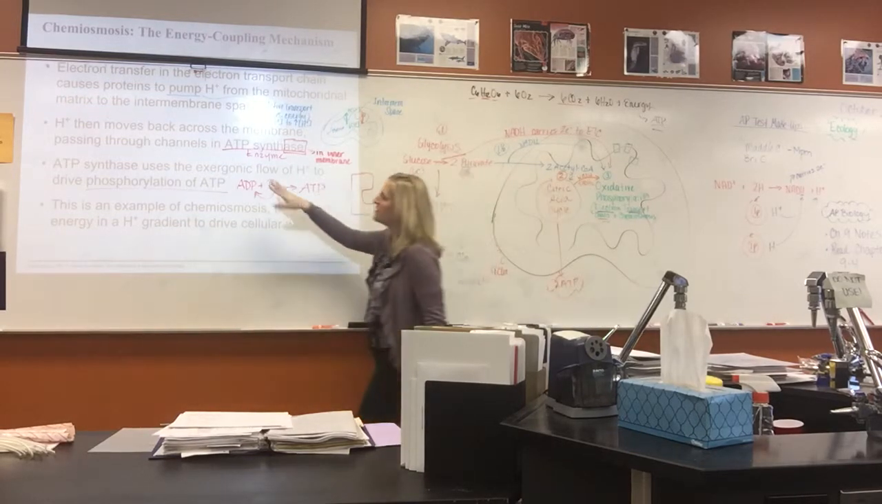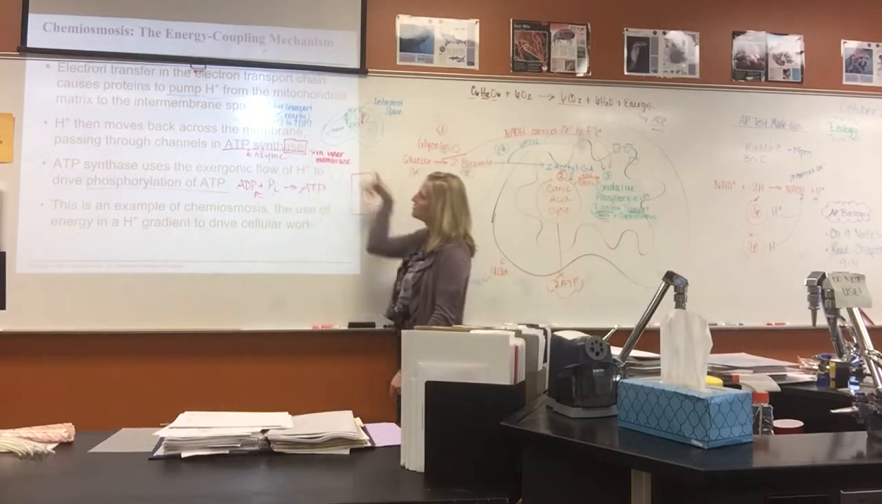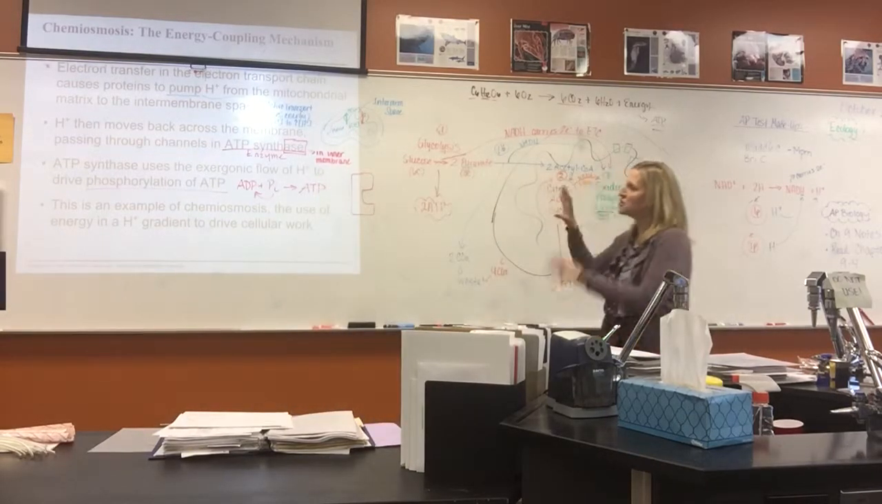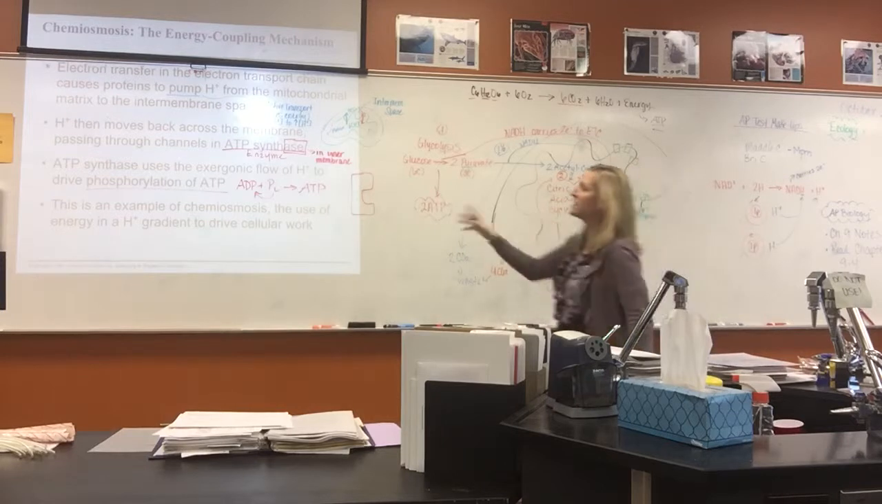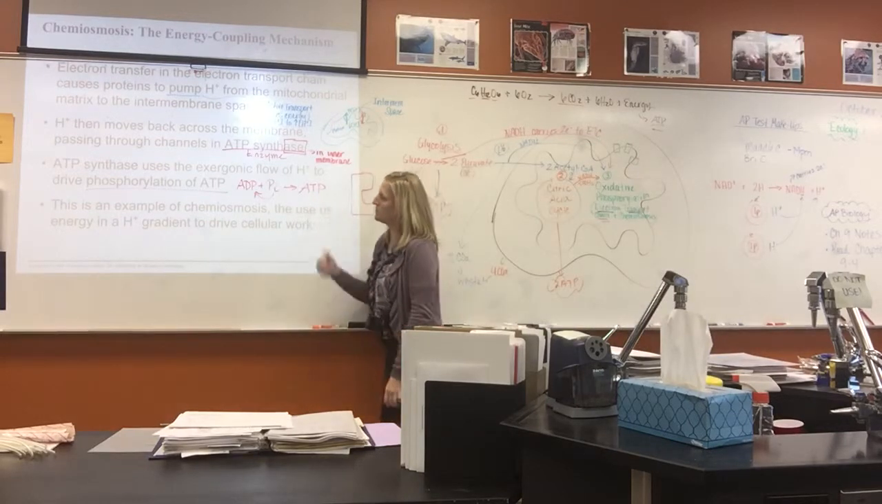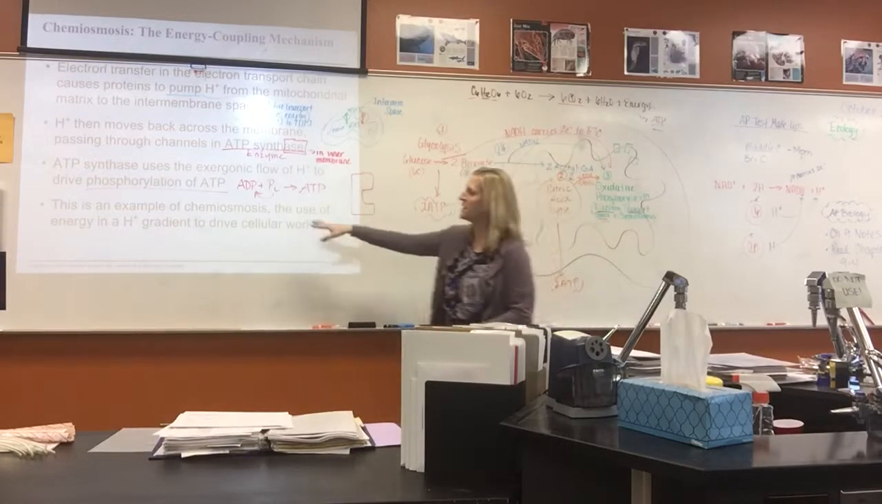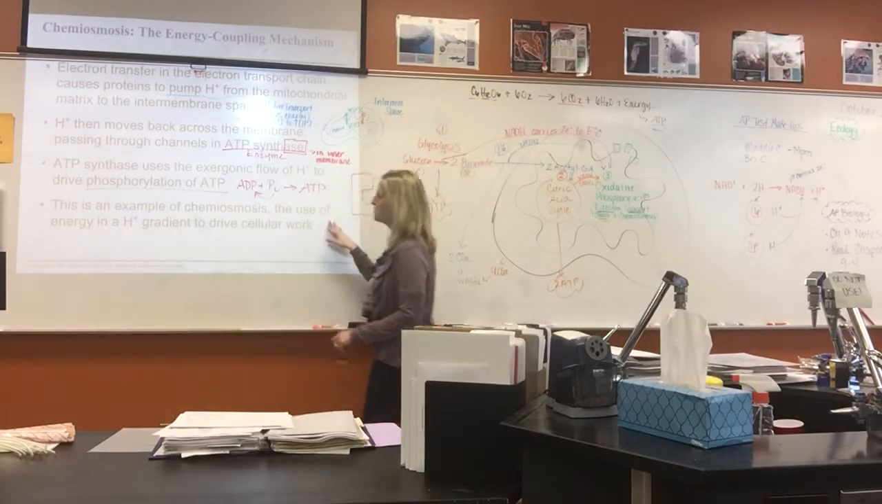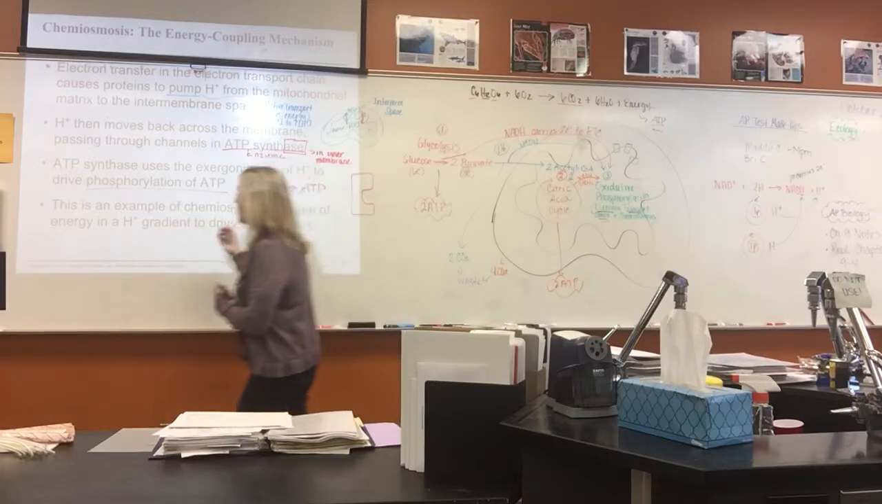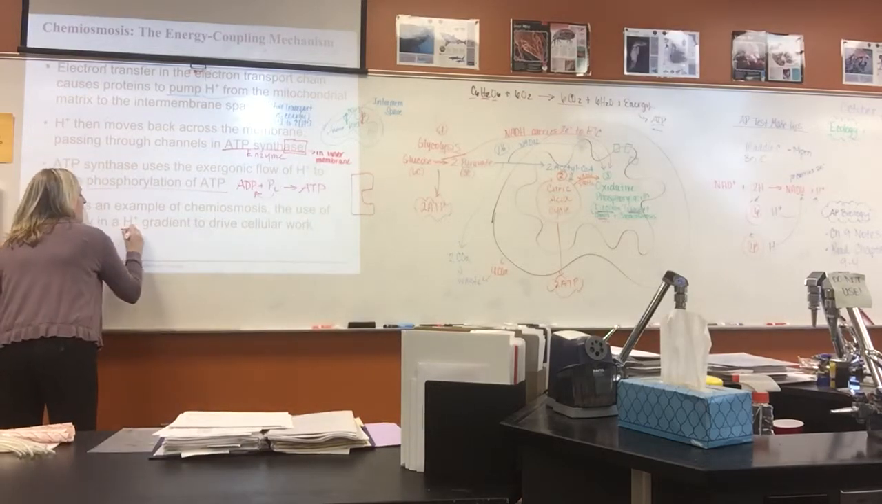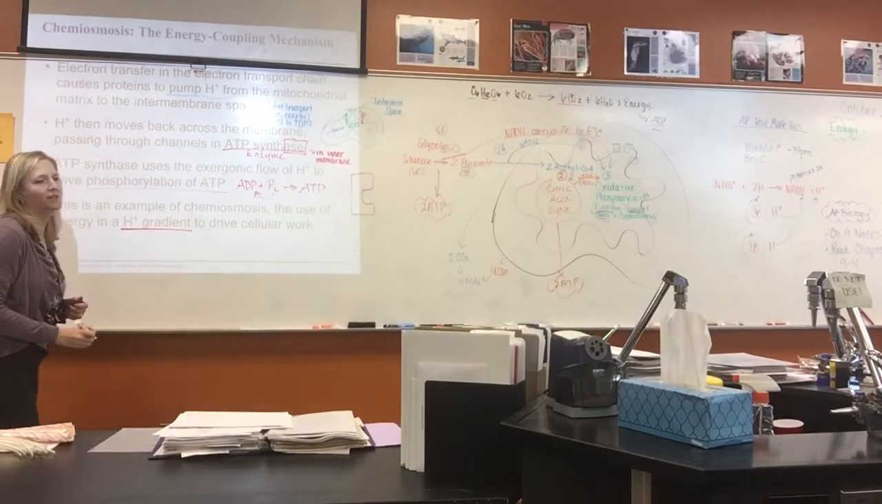And something about the movement of the H pluses through that enzyme changes the shape of that enzyme so that it actually can put the phosphate back onto ADP. So this is what we call chemiosmosis, the use of energy in an H plus gradient to drive cellular work.